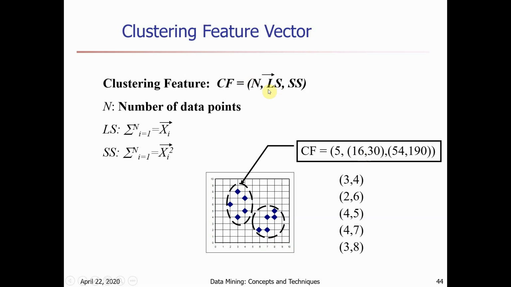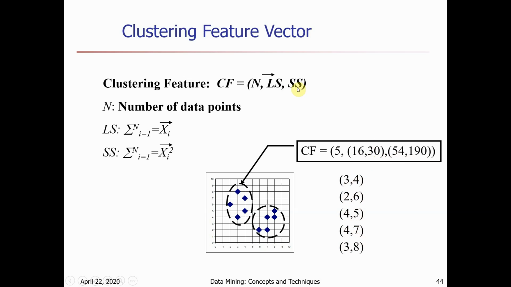In this vector we have three parameters. The first parameter represents the number of data points in the corresponding cluster. The second parameter is the linear sum, the linear sum of the x coordinates and of the y coordinates of the given data points. How do we get 16 and 30? LS is the linear sum of the given data points: the x coordinate sum 3 plus 2 plus 4 plus 4 plus 3 is equal to 16, and 4 plus 6 plus 5 plus 7 plus 8 is equal to 30.